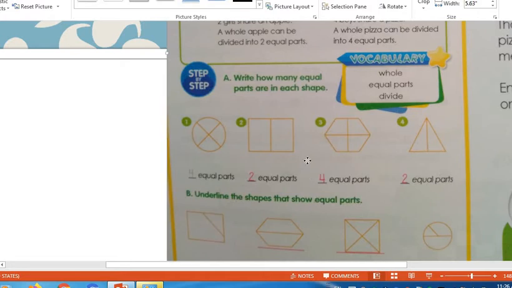Okay, so here, underline the shapes that show equal parts. Do you think the first shape here is divided into 2 equal? No, of course not. And this one, this line divides it into 2 equal parts. Divides the shape into 2 equal parts. Right. And this one, yes, it's divided into 4 equal parts. And this one, no, it's not.